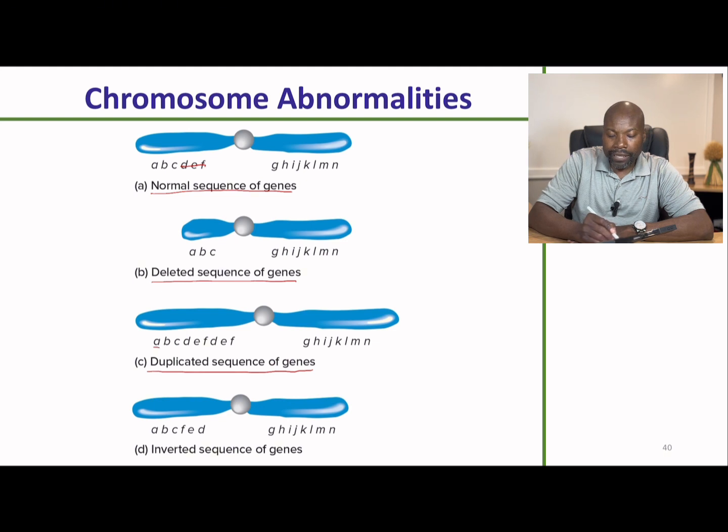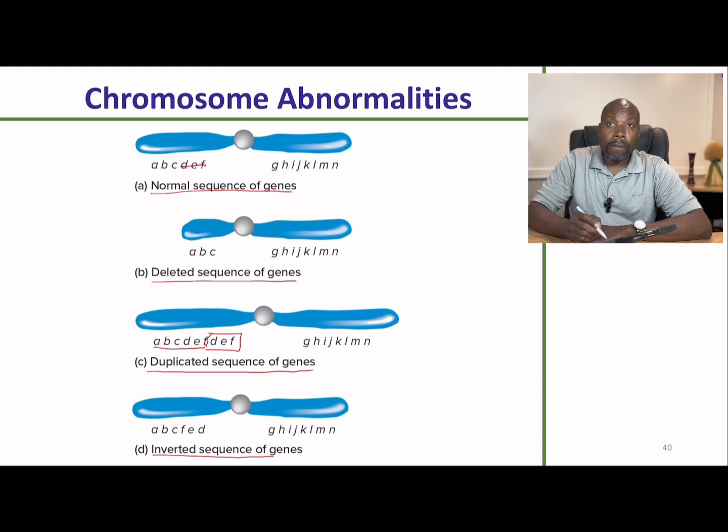Duplication is when you have a repeat in the amount of genetic information. So we have A, B, C, D, E, F, and then we have another extra D, E, F, right? So now you have twice the amount of genetic information here. Then we have inverted sequence. In an inverted sequence, we technically have A, B, C, D, E, F, but rather than having D, E, F, we have F, E, D. So this segment has been switched from reading this way to reading this way, which is a problem, right?